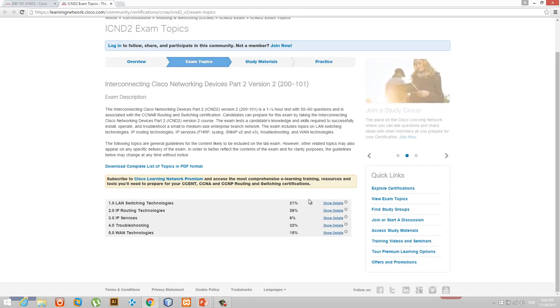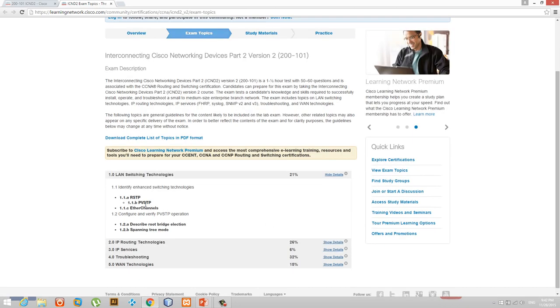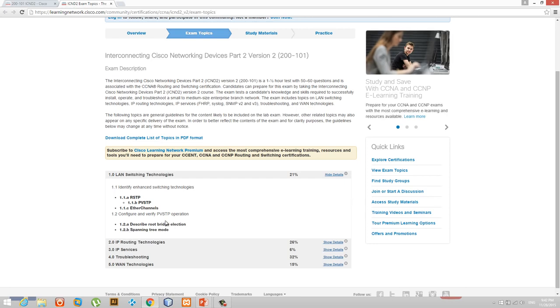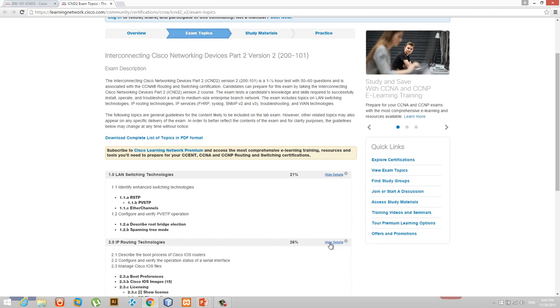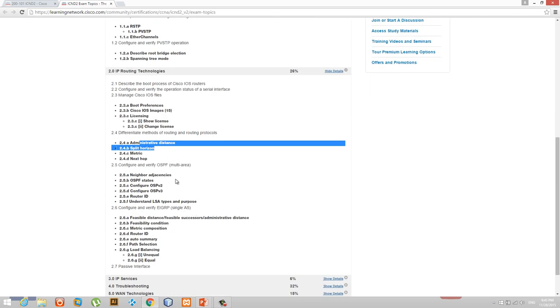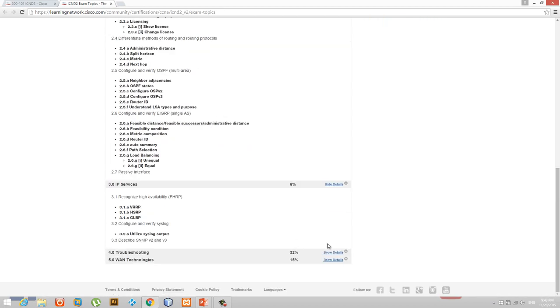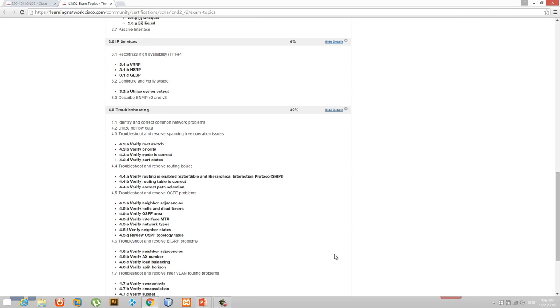If you see that there are LAN switching technologies, RSTP, spanning protocols, we'll come back to them. How PVST operations work, how the root bridge elections work, all these things we will look into. We'll look into different routing protocols, OSPFv3, v2, we'll discuss that. IP services, we'll look here. This is high availability, VRRP, HSRP, GLBP. These are topics with high availability where you have redundant routers and things like that. We will discuss all these things, but I'm just going to give you a snapshot of what's going to happen.